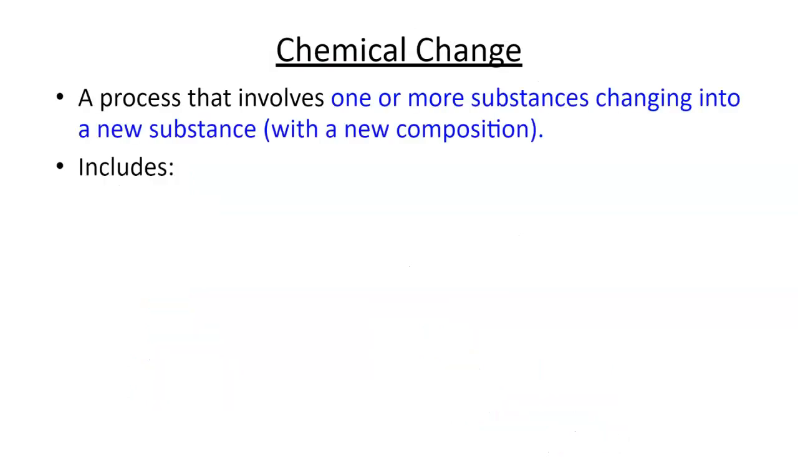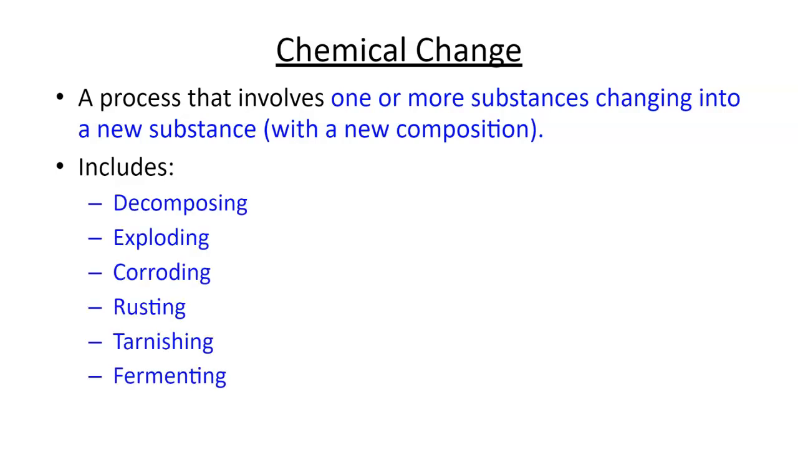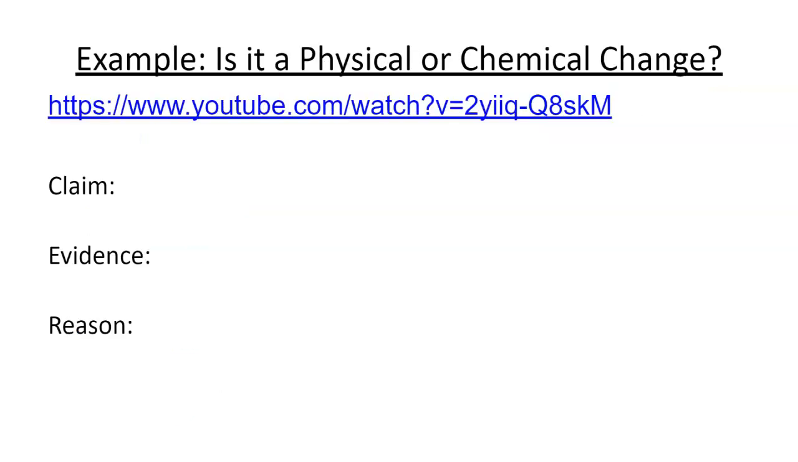So chemical change, like I said before, you're going to be changing the substance. These words here often pertain to a chemical change: decomposing, exploding, corroding, rusting, tarnishing, fermenting, burning. It's often a little bit of a challenge to tell the difference between a physical or chemical change, so we can apply our claim, evidence, reasoning model to this.